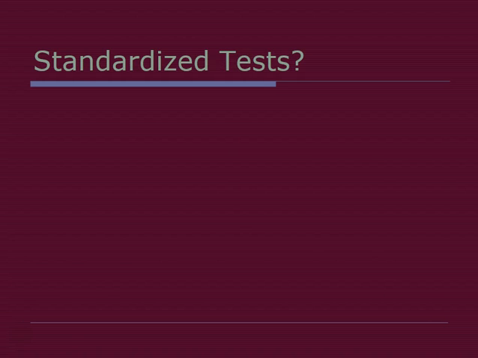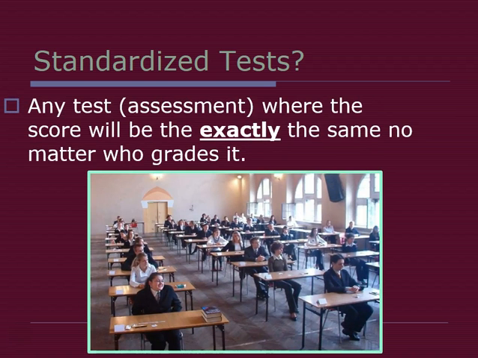So how do we measure? How do we tell if people are meeting standards or not? It's important to be able to measure if students have actually learned what they're supposed to learn. And so we can use what is called a standardized test. A standardized test is any assessment where the score will be exactly the same no matter who grades it.